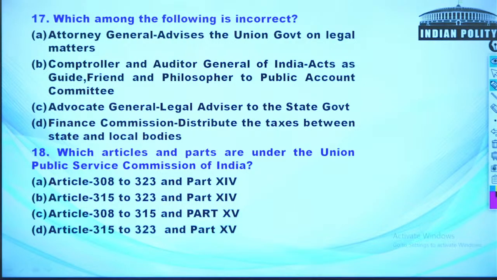So question number 17. Which among the following is incorrect? Attorney General advises the Union Government on legal matters, obviously. Comptroller General acts as a guide, friend and philosopher of Public Account Committee. It's also right. Advocate General, legal advisor to the state government, right.